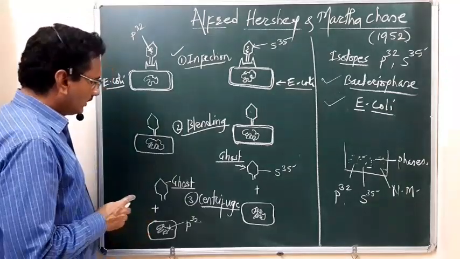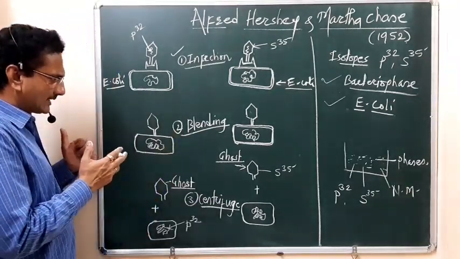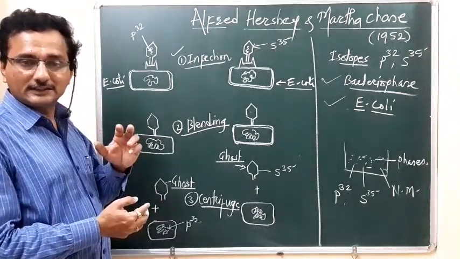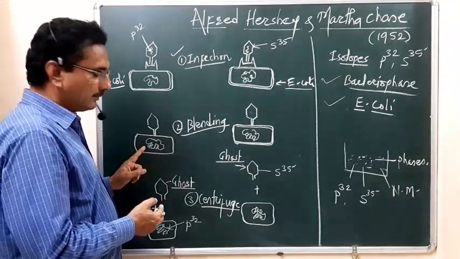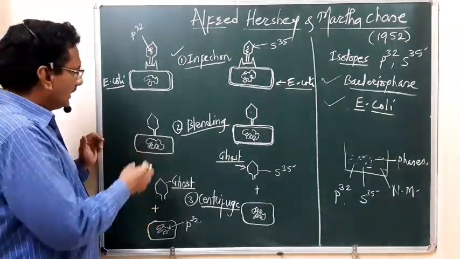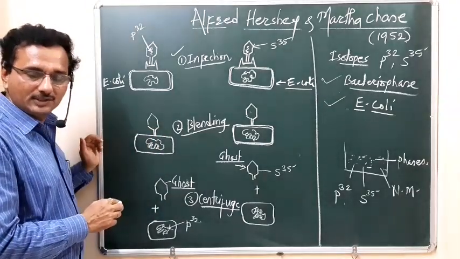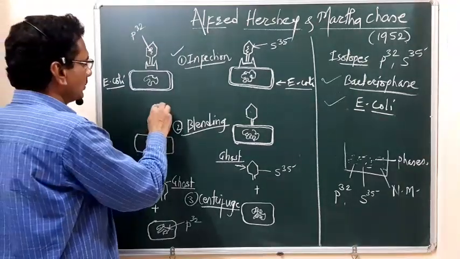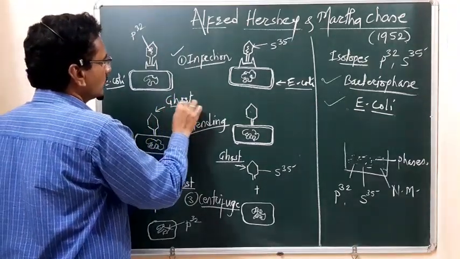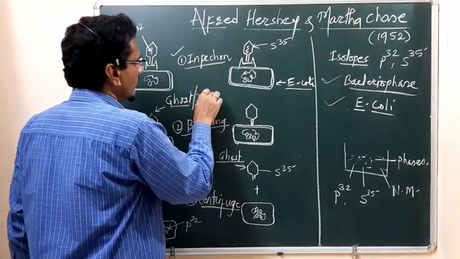Then it is followed by the third step. After the incorporation of the phage DNA inside the bacterial cell DNA, what happened? The protein coat becomes empty, and such an empty protein coat is called a ghost, or it is also called a donut.